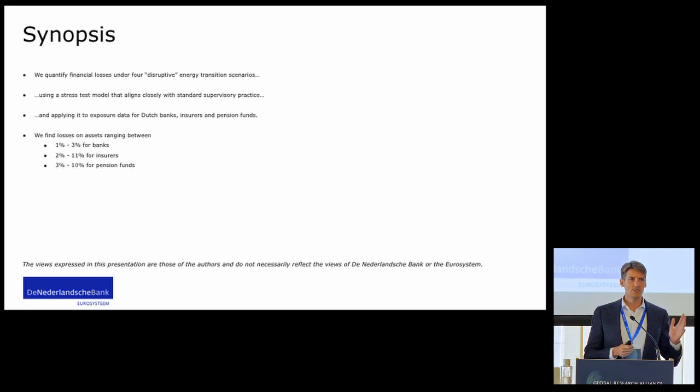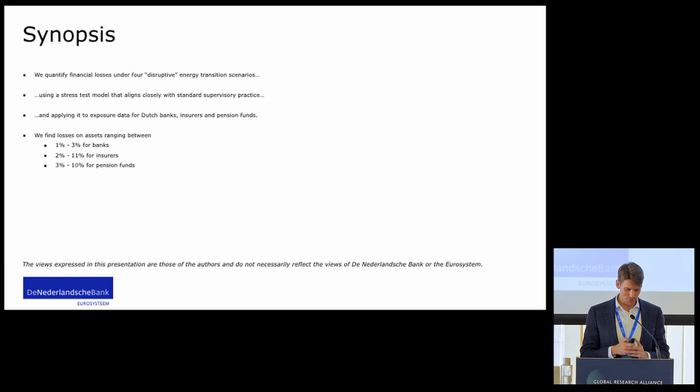Now, from this picture, you might get the idea that banks are the least affected by these transition risk scenarios. But that's not necessarily true, because banks are way more leveraged than insurers and pension funds. So 3% of assets for a bank could bring it quite close to default, whereas 11% of assets for a typical insurer actually still leaves it in a pretty financially sound state.